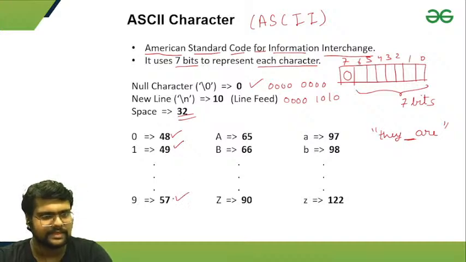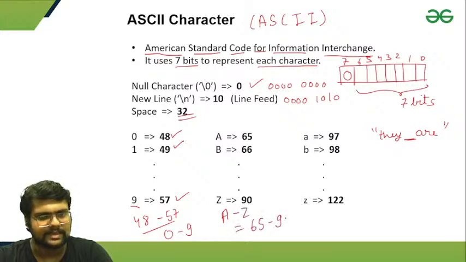So it will be 57 until 9. So 48 to 57 represent the characters 0 to 9. Okay. Then we have capital A to capital Z. So it represents 65 to 90 in ASCII value. Okay. And small a to small z, it represents 97 to 122.